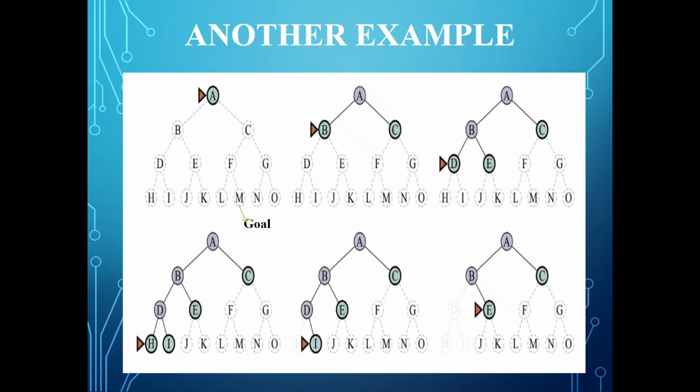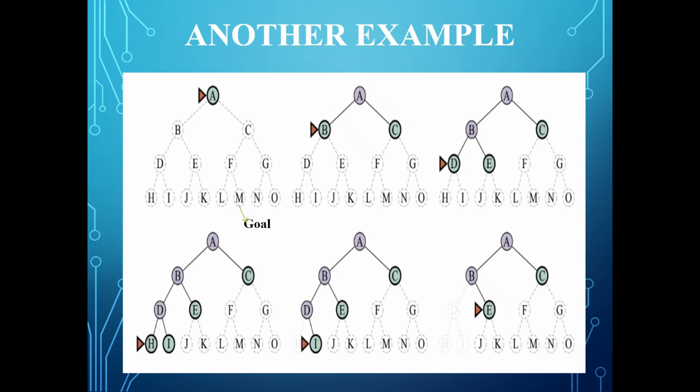So in this example, here also A is taken as a starting node and M is taken as a goal node. So here A is expanded, its children are B and C. Again B is expanded to D and E. D is again expanded to H and I. So H and I are not solution nodes. So we have to backtrack to D and again backtrack to B.